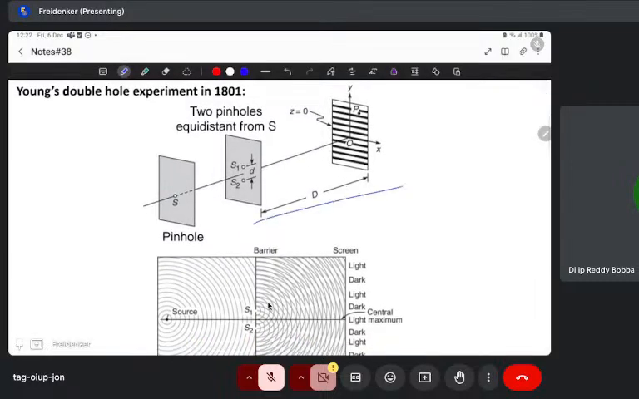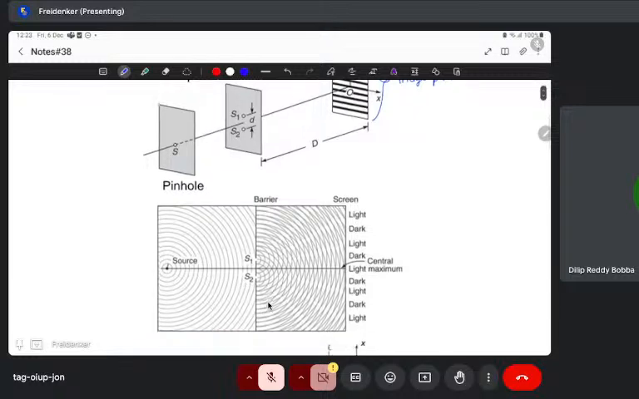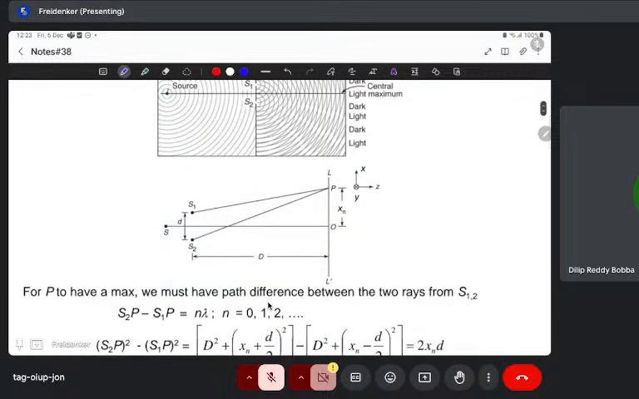Capital D is the distance between the barrier and the screen. Okay, there is notation, barrier and the screen. Small d is the distance between the pinholes. This pattern is called fringe pattern. I think we will come to that. There's something called fringe width. All of those will come. Okay, this is the simplified form of whatever is above us.